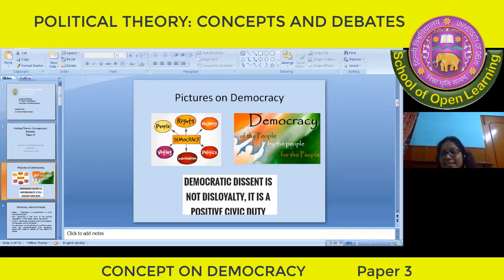The basic idea of democracy says that it should respect public opinion. It says that you should also respect dissent. Dissent means difference of opinion. It also allows other opinions to give us a rational choice.